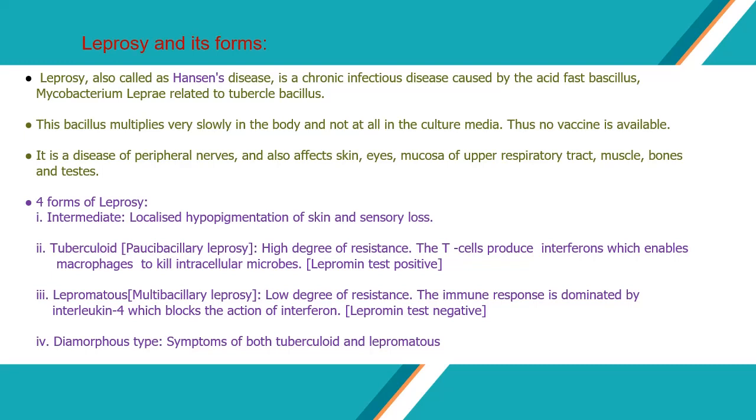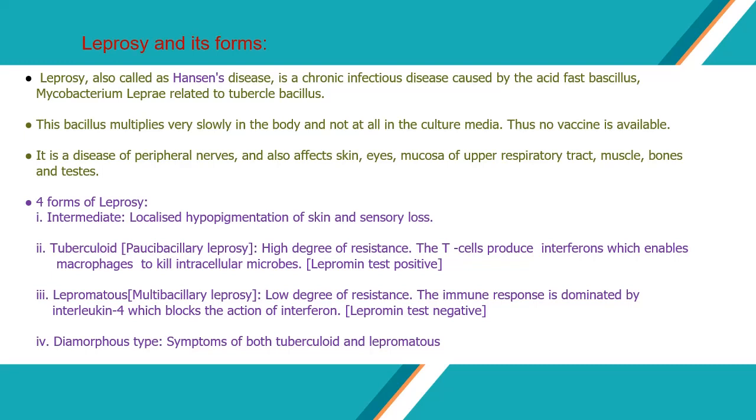So, what is leprosy? Leprosy, which is also called Hansen's disease, is a chronic infectious disease caused by an acid-fast bacillus called Mycobacterium leprae. It is related to the tubercle bacillus. The characteristic feature of this bacillus is that it multiplies very slowly, like tuberculous bacteria in the body, and it does not develop at all in culture media. Because of this main reason, a vaccine cannot be produced, so there is still no vaccine available.